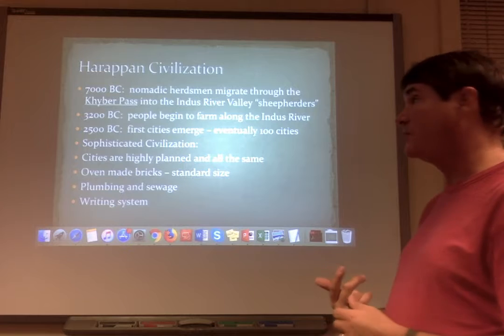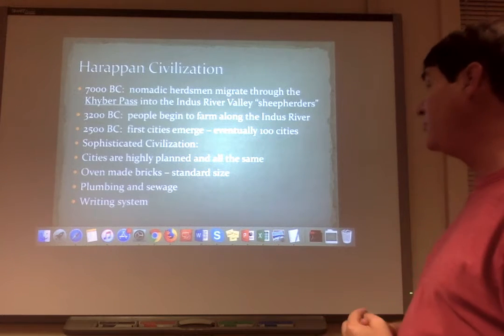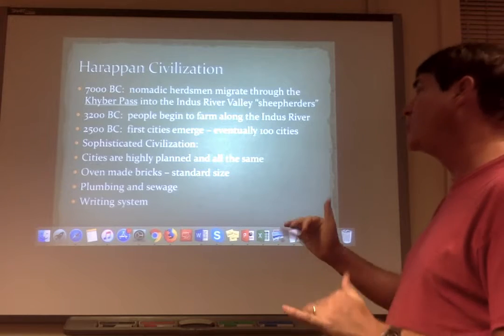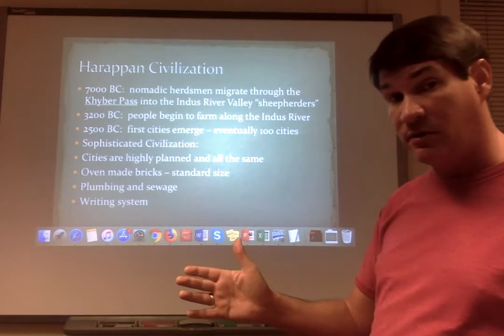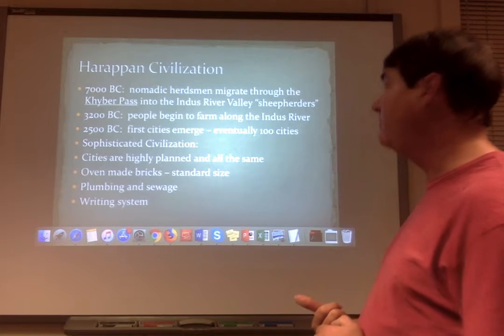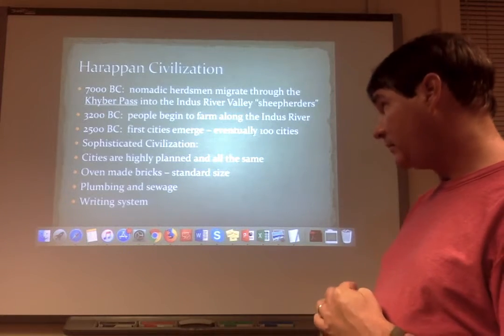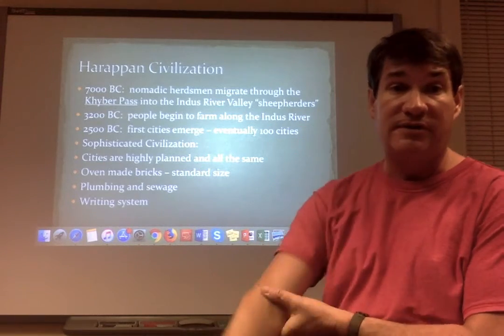They farmed along the Indus River Valley when the flooding would happen and the waters would recede, and they would start planting in their very rich soil, the silt. Around 2500 BC, we see the first cities emerge along the Indus River Valley, and they build a very complicated and complex civilization, a very sophisticated civilization with over 100 cities.